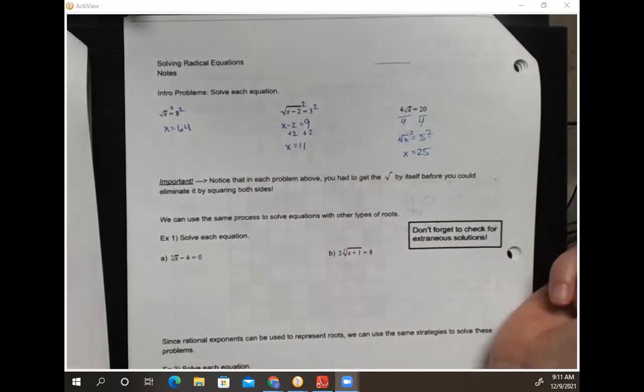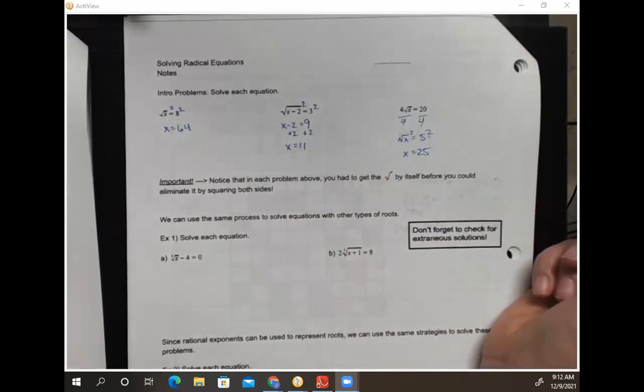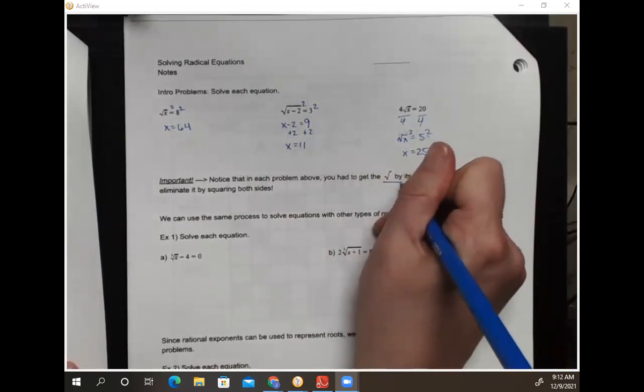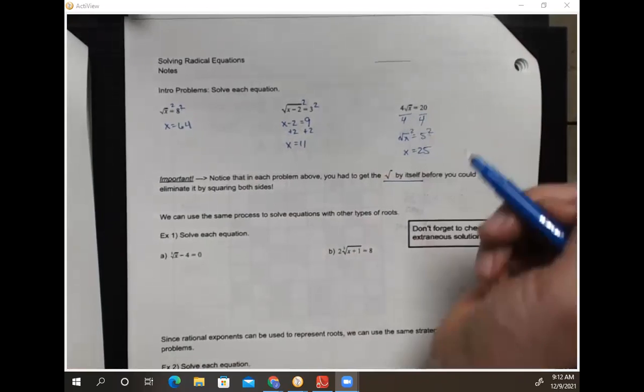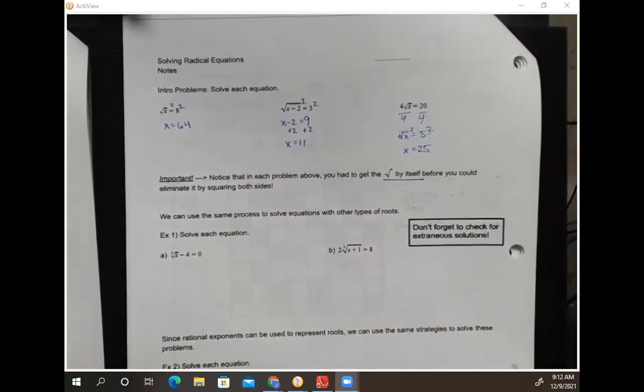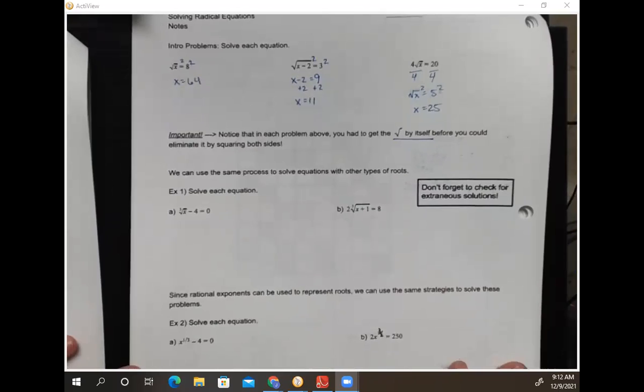Okay, so again, these ideas we're going to use today as we're looking at solving these radical equations. I want you to notice the first thing you did was get the root by itself, and then we squared something. I had to get the root by itself and then I squared. So let's take a look at a couple more problems like this.